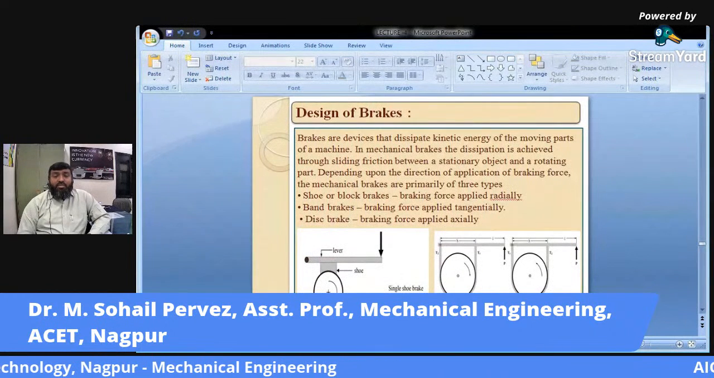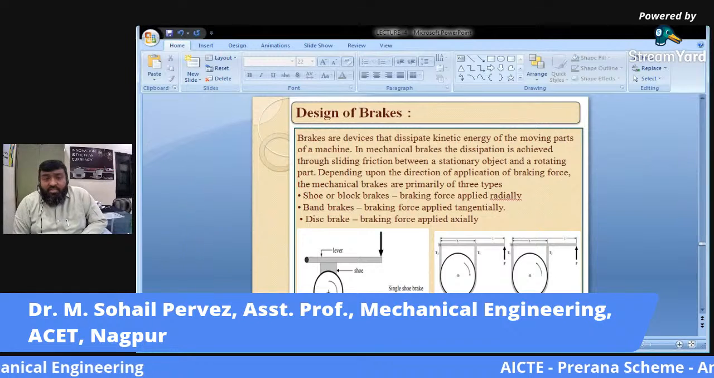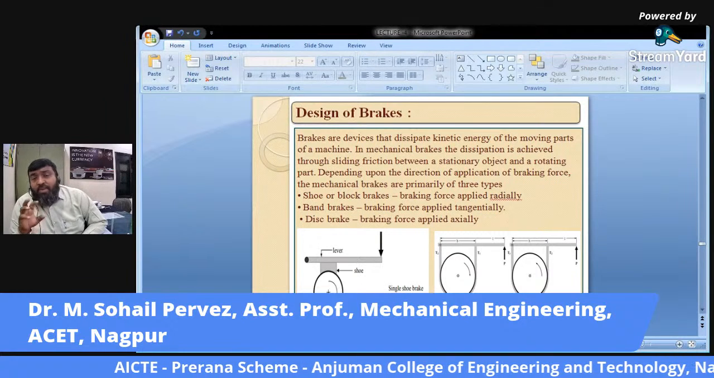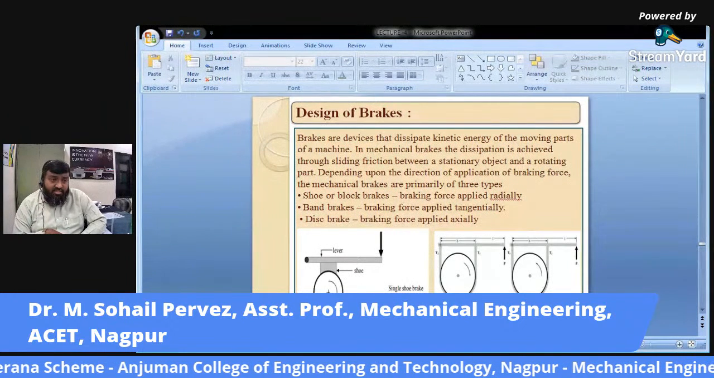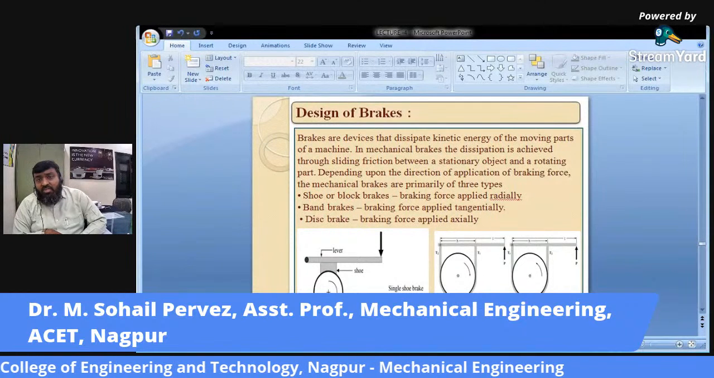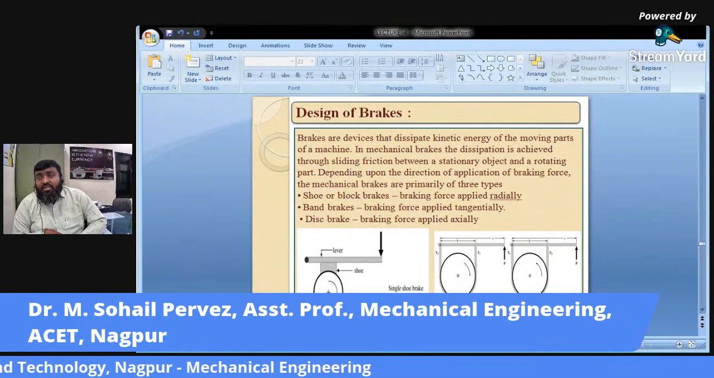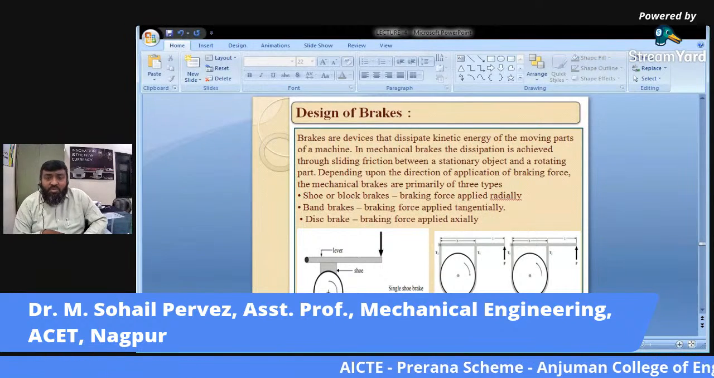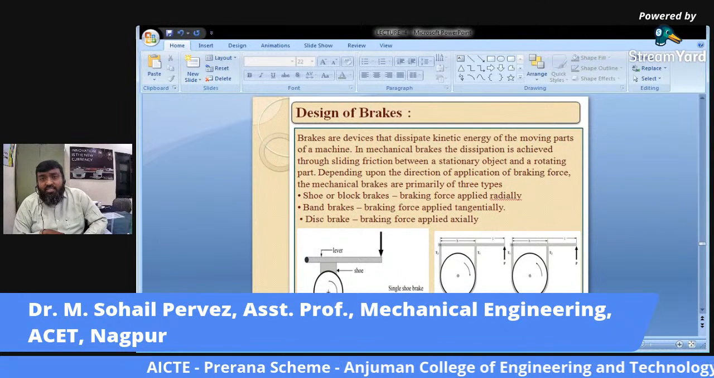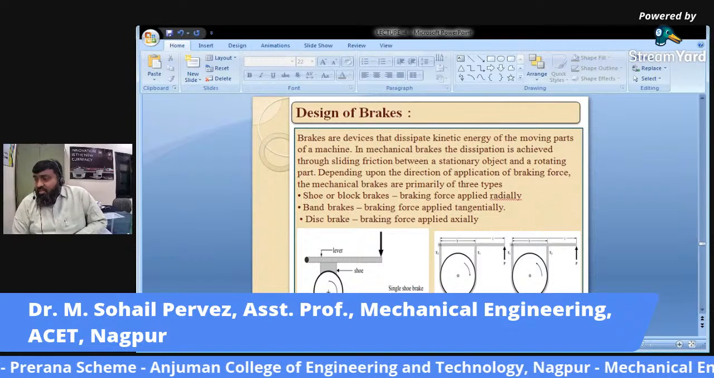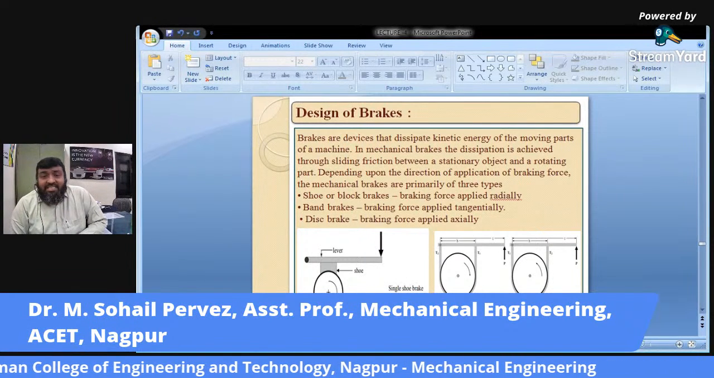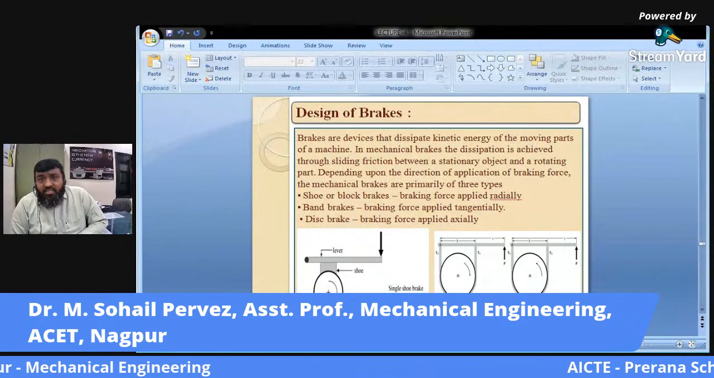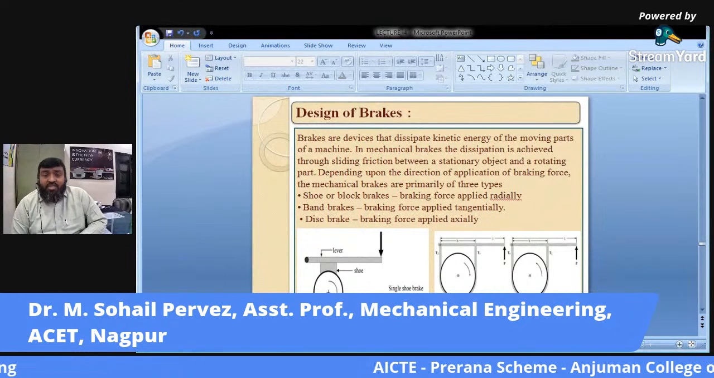Coming over to the second last point, that is the design of brakes. Now I must say that brakes and clutches are important mechanical components in the controlling of speed, either in machine tools or in automobiles. Now when we say brakes, to decelerate, brakes are the mechanical elements which are employed to regulate the speed.